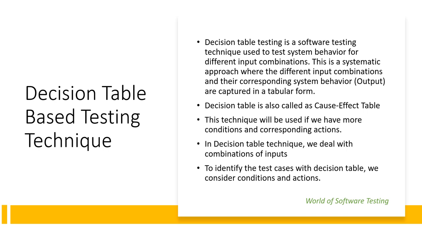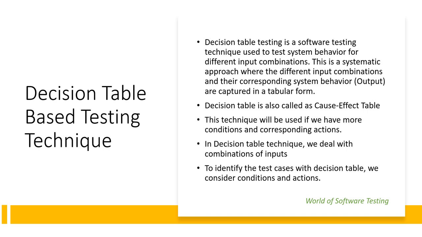So what is the decision table based testing technique? It is a software testing technique used to test the system behavior for different input combinations. This is a systematic approach where the different input combinations and their corresponding system behavior output are captured in tabular form. That is why it is also called a cause effect table, where the causes and effects are captured for better test coverage. We'll see with the help of an example in the next slides.